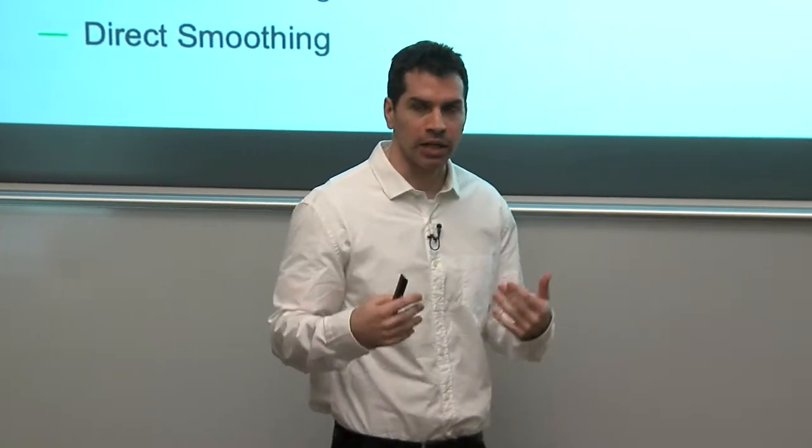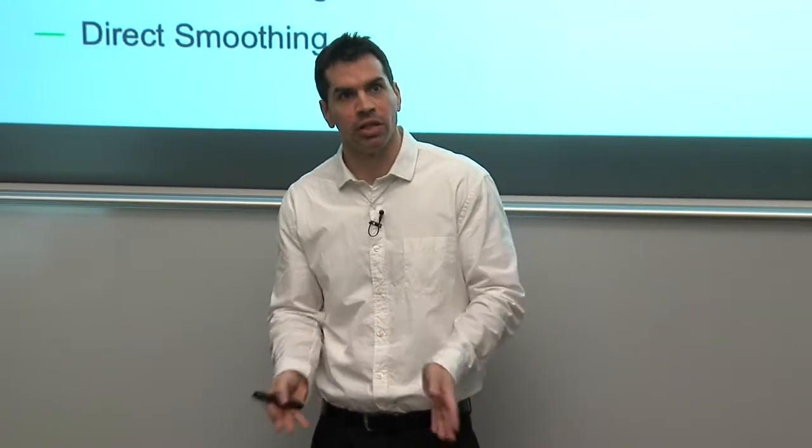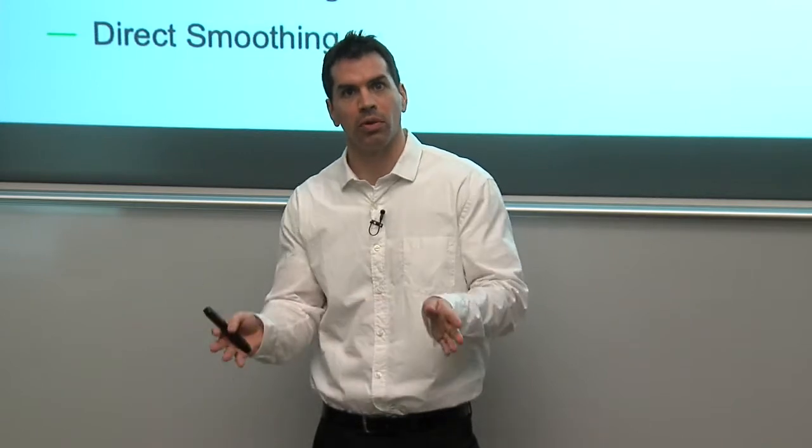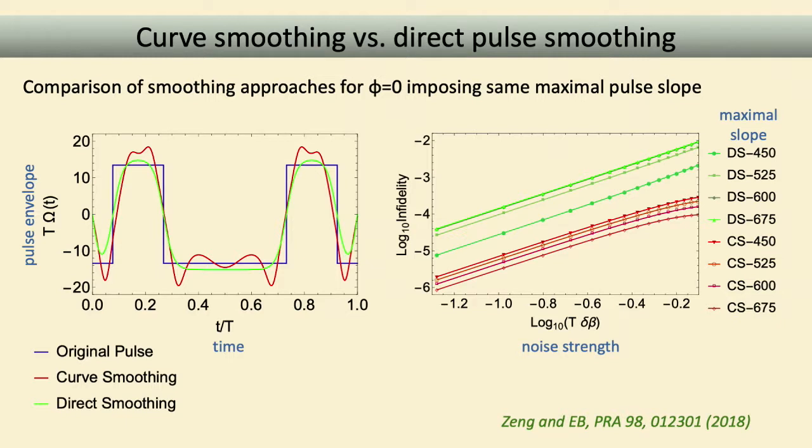It turns out that the second approach is by far the better approach. You want to smoothen the curve first and then translate it to a pulse rather than first find the pulse and then smoothen that thing out. It can make orders of magnitude difference in how robust your quantum gate is in the end.